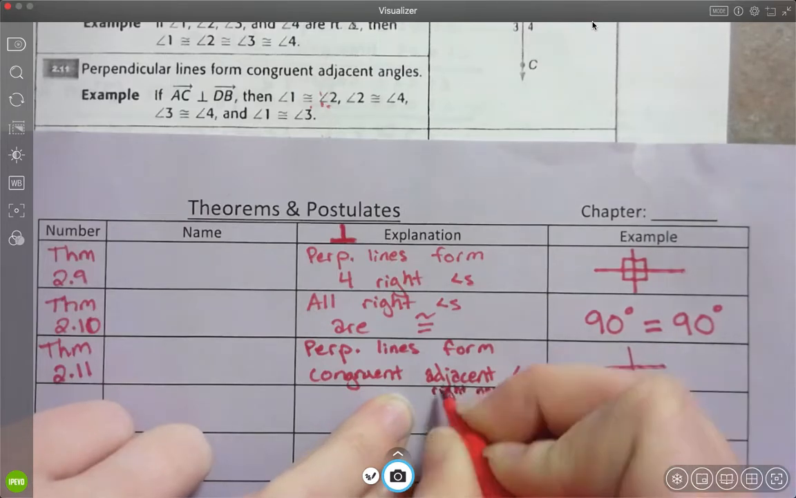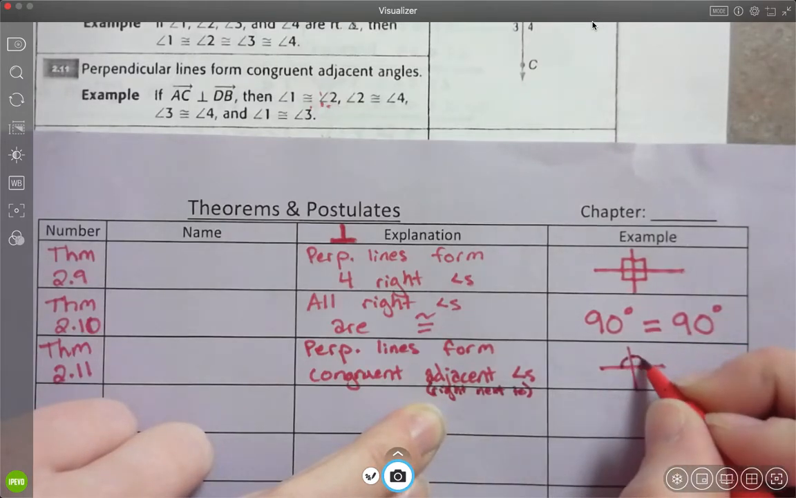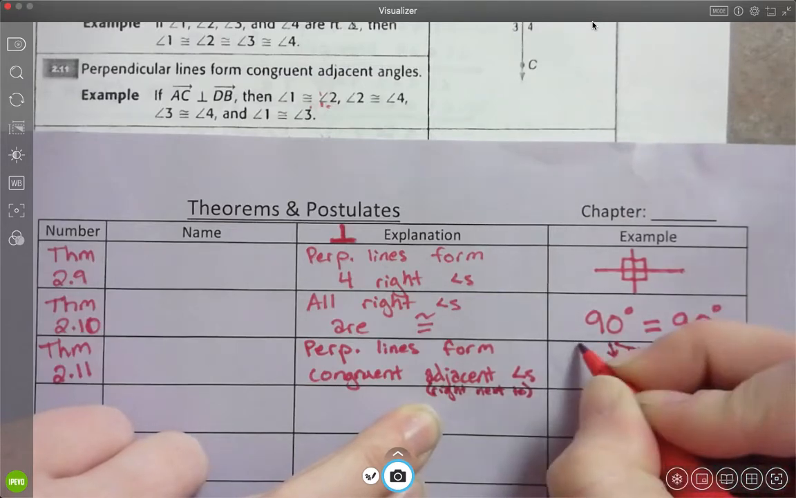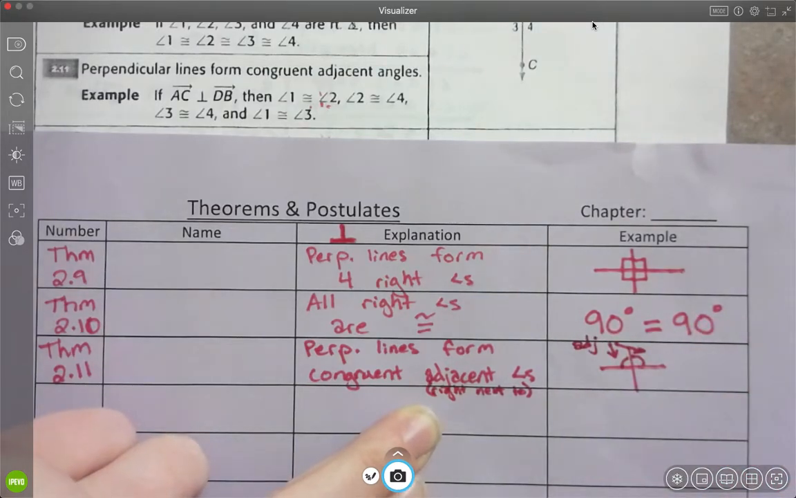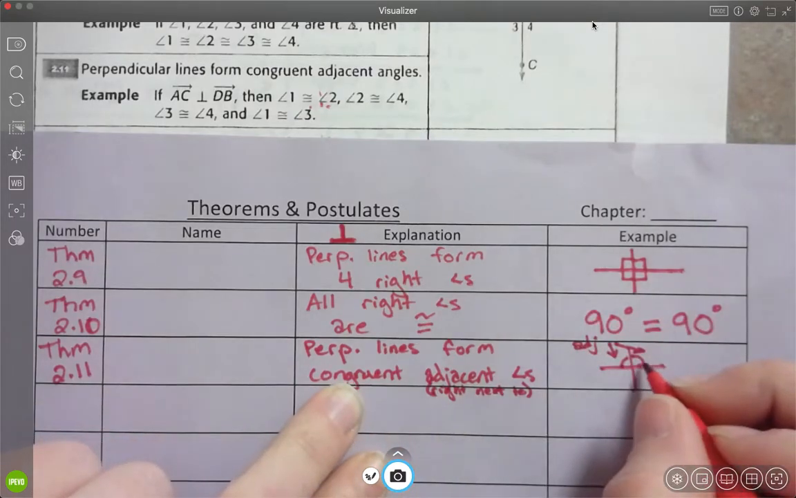Okay, so adjacent means right next to. So like this angle right here and this angle right here, those 2 are adjacent to each other. Adjacent, those 2. This one here and this one here. And those 2 are right next to each other. They are adjacent. Okay, are they congruent? Are they the same measure? You bet they are, because they're both 90s.